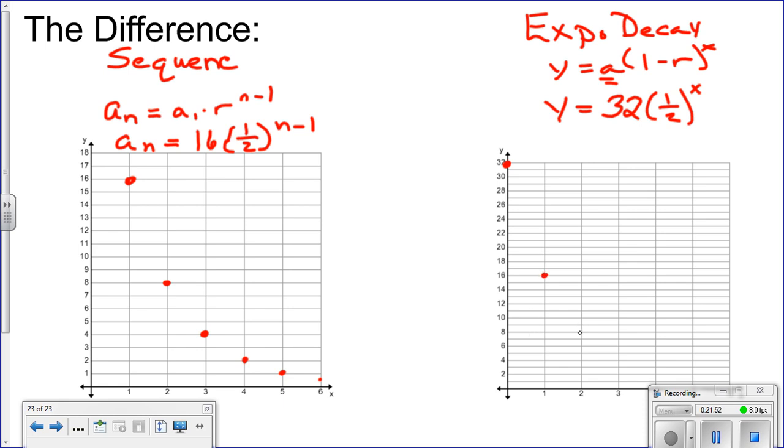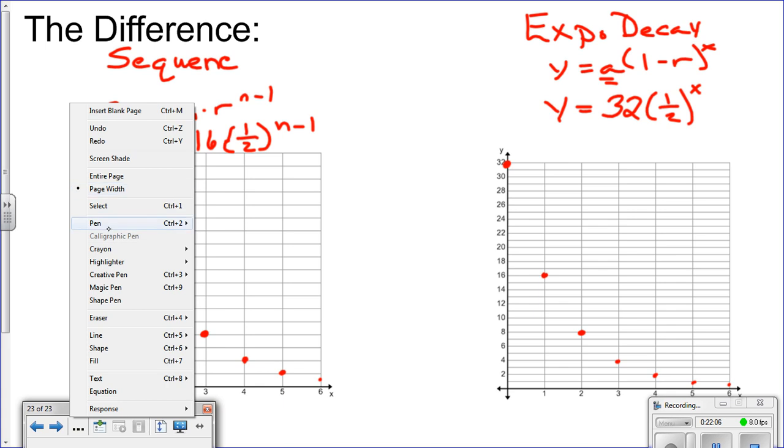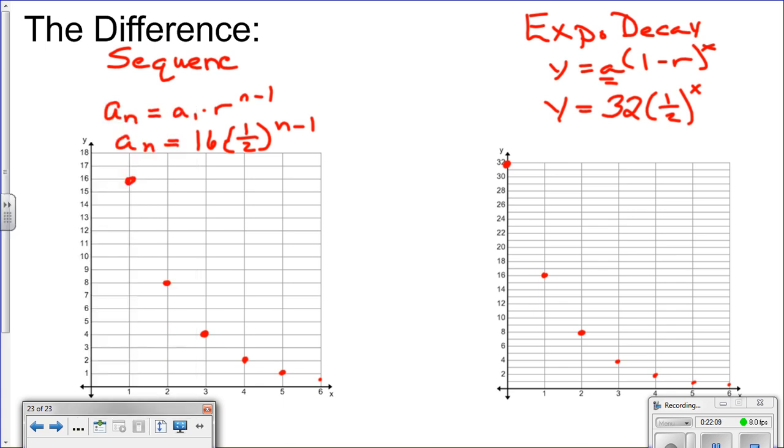However, the difference in the formulas here is essentially this part right here. So the part that is different, again, is that this is your a sub 1. This is not your y-intercept. That's your first term. That's the output for the first term, which is why we have the n minus 1 power. Whereas in your exponential decay formula, this is your y-intercept, and you just have x for your power. So that's the biggest difference between, say, your sequence.